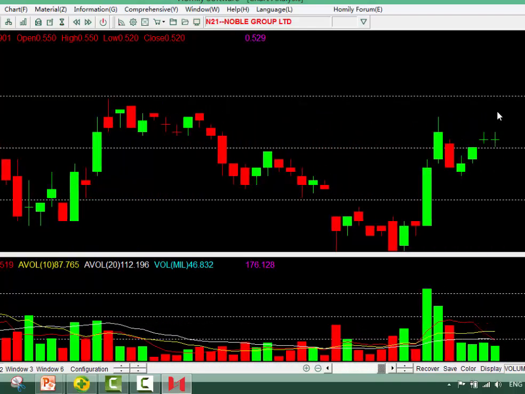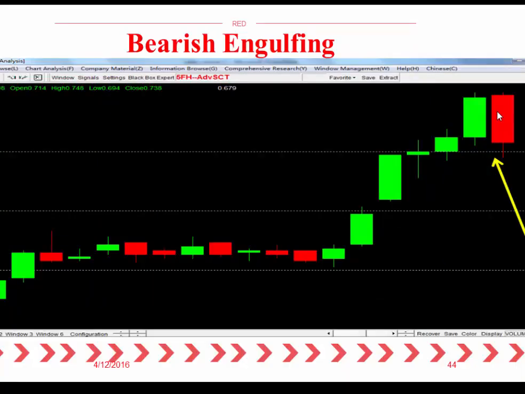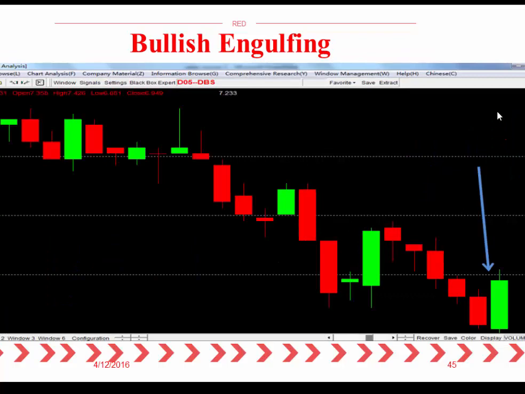This candlestick, should we sell or not? Sell for short term, okay. Then the price goes down. So this is one. Then we can see another one. Bullish, opposite.